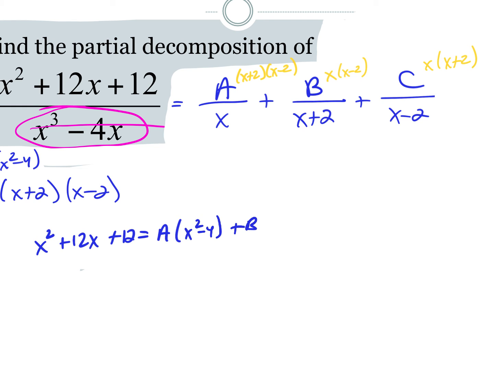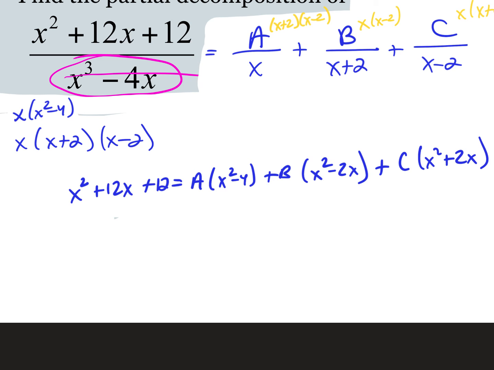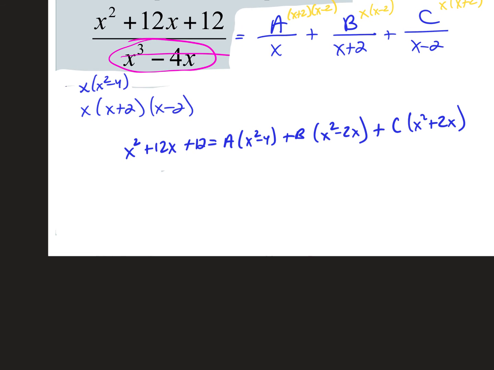Plus B, and then this would be what? x squared minus 2x? You don't have to if you don't want to. And then C would be x squared plus 2x, correct? Now again, you don't have to. You can if you want to, but you can leave it in its factored form. So now I'm going to have 3 values that I have to plug in for x. What are my 3 values going to be?